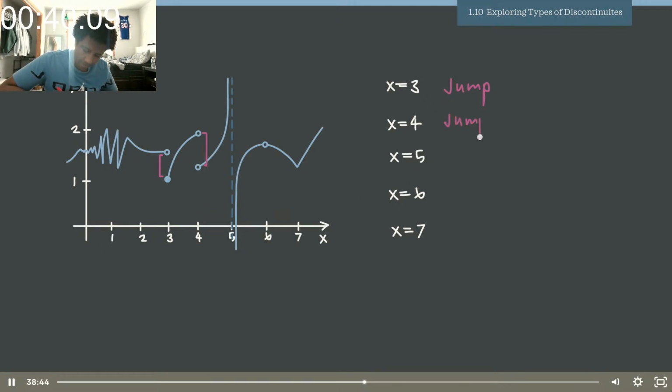And so this is also a jump discontinuity. But at x equals 5, we have this break between the two pieces, but we're approaching this vertical asymptote on both sides, which means that this is an infinite discontinuity. Sometimes we call it an infinite discontinuity, sometimes an essential discontinuity, but the point is that we're at a vertical asymptote.